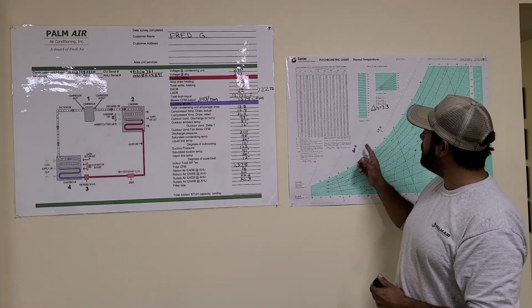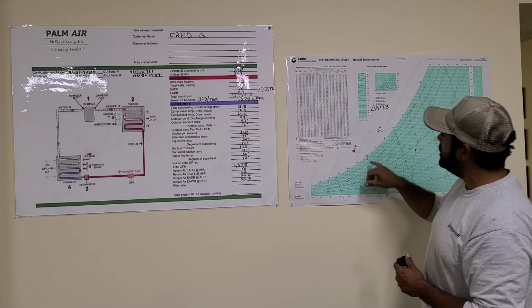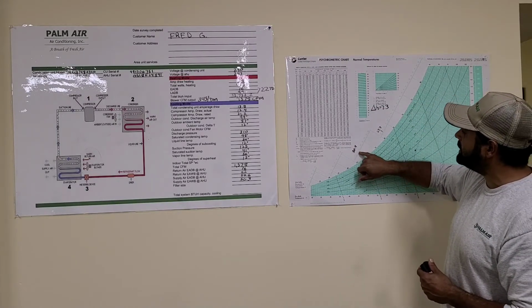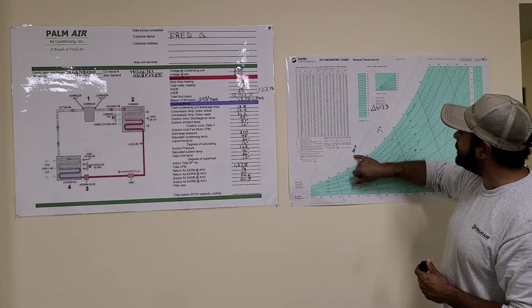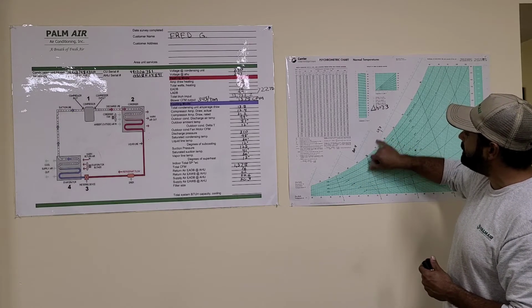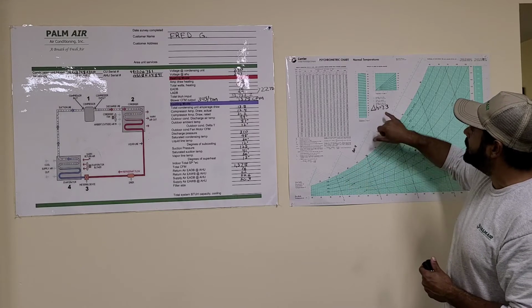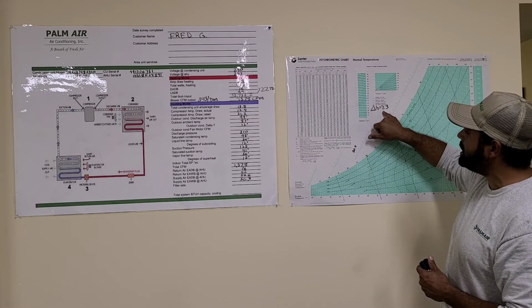When we come up with these two numbers, that's going to give us our delta H. All we're doing to get that is, again, we're just subtracting our supply air enthalpy from our return air enthalpy. So 27.7 minus 20.4 gives me 7.3.